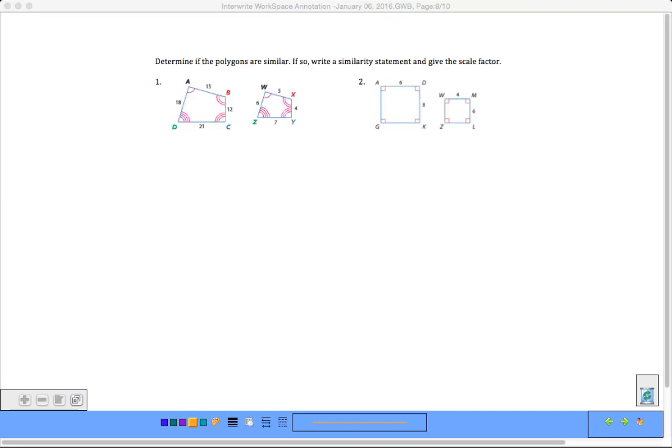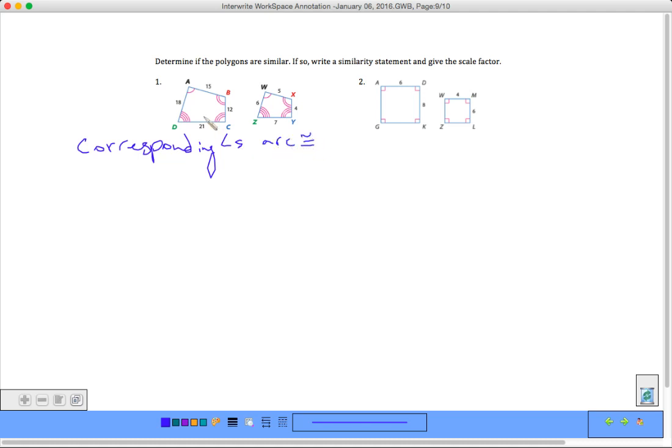There we go. So first of all, we want to determine if these two are similar. So the first thing I check for are my corresponding angles. So here, A and W are congruent, B and X are congruent, and so on. So we can say that corresponding angles are congruent.